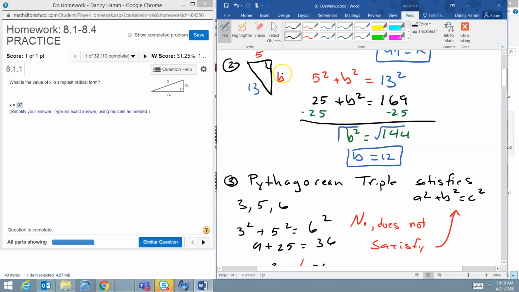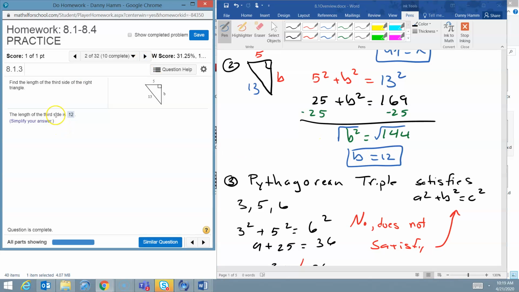So it is imperative that we put the legs, or the ones in red, on the left-hand side or right-hand side, depending on which way you solve it. And the hypotenuse will always be by itself. So we have 5 squared plus b squared is equal to 13 squared. We solve, and here we are with b equaling 12 for number 2. So that's what's happening with that one.